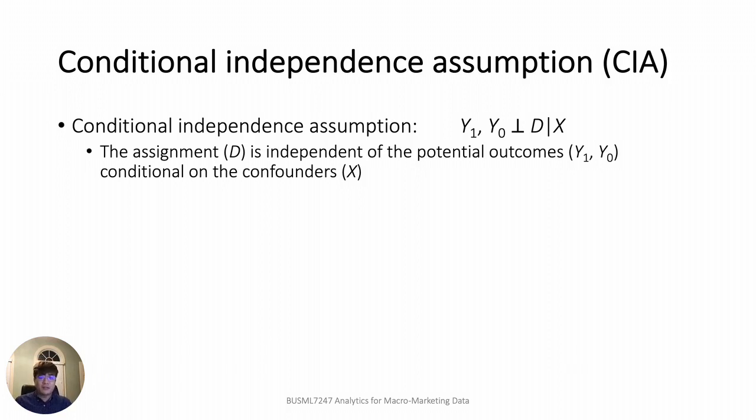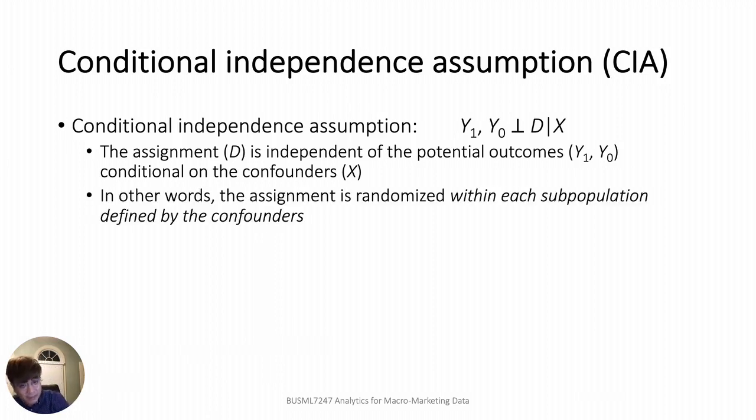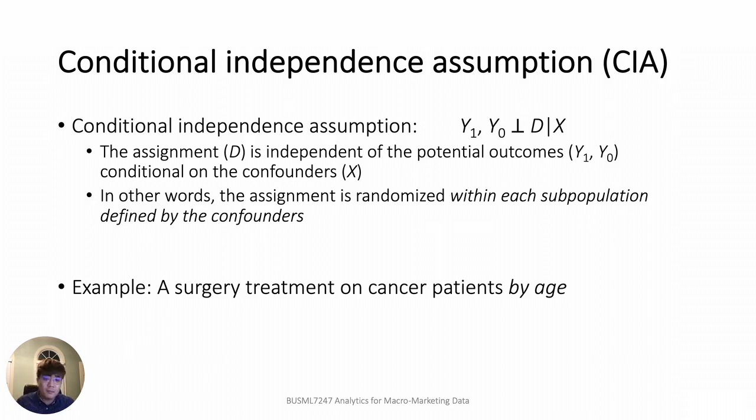Suppose that there is a confounder, X, and its level is observed. If the assignment is independent of the potential outcomes, given the level of the confounder, the assignment is conditionally independent. This implies the assignment is randomized within each subpopulation defined by the confounders. Let me go back to the surgery treatment example.